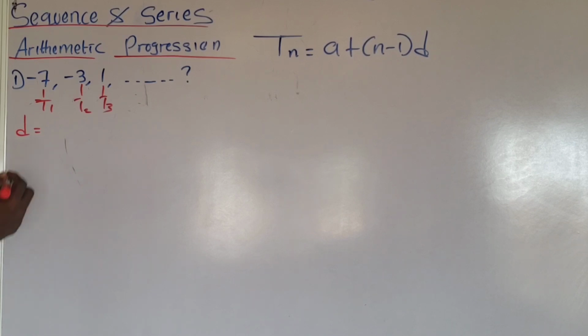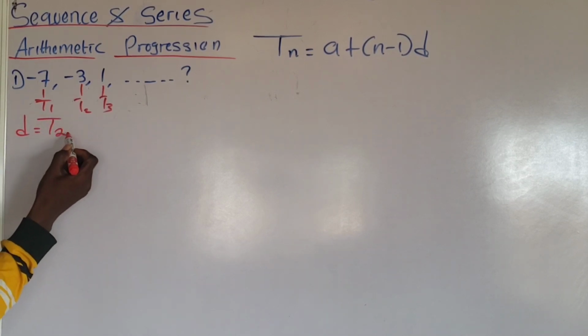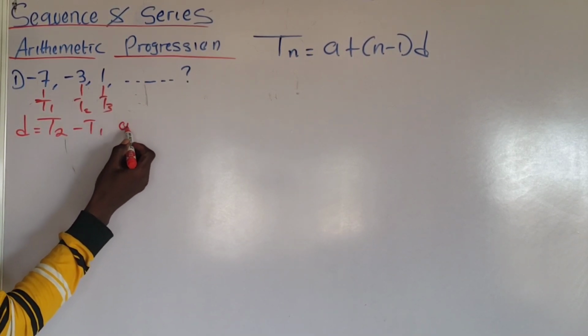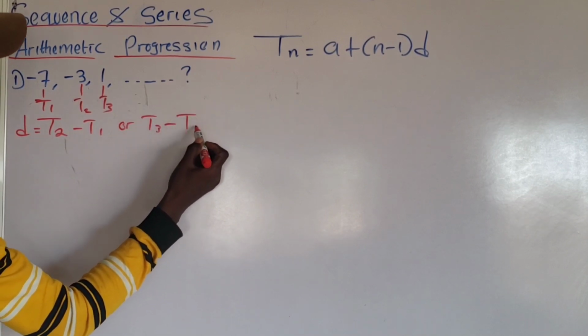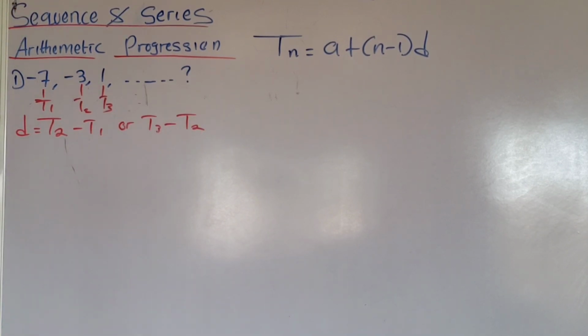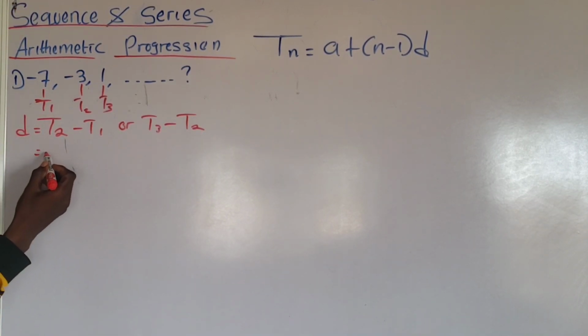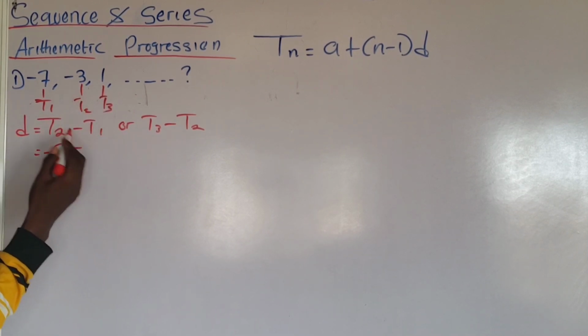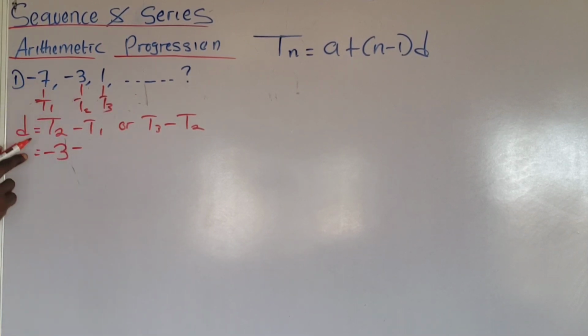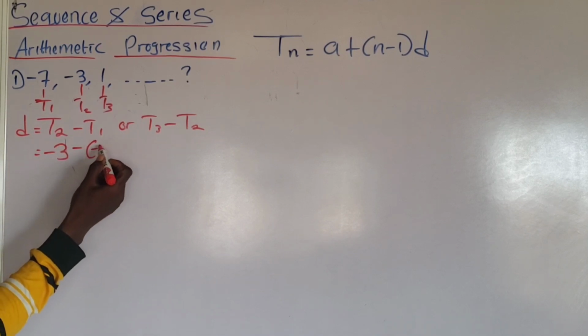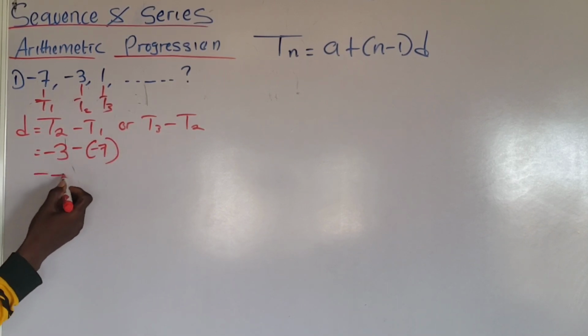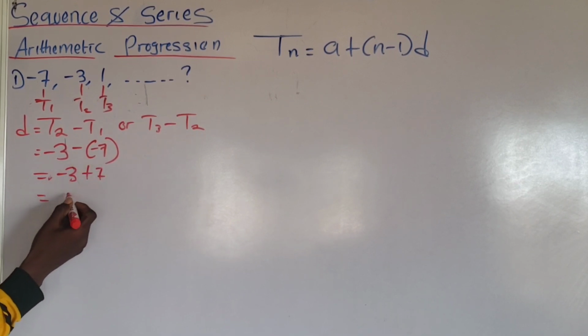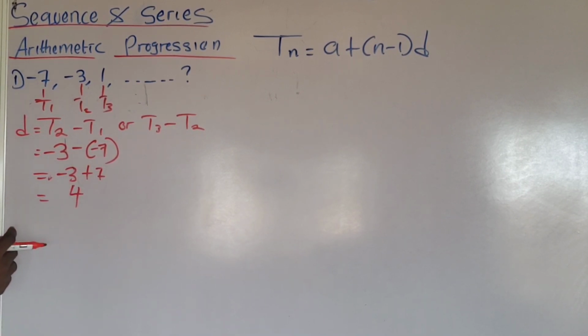So to determine d, the difference between two consecutive terms in our sequence, d can be equal to t2 minus t1 or t3 minus t2. You can see that t2 is -3. So I'm going to have -3 minus t1. T1 is -7. So I'm going to have -3 minus (-7), which gives -3 plus 7. So I'm going to have 4. So the difference is 4.